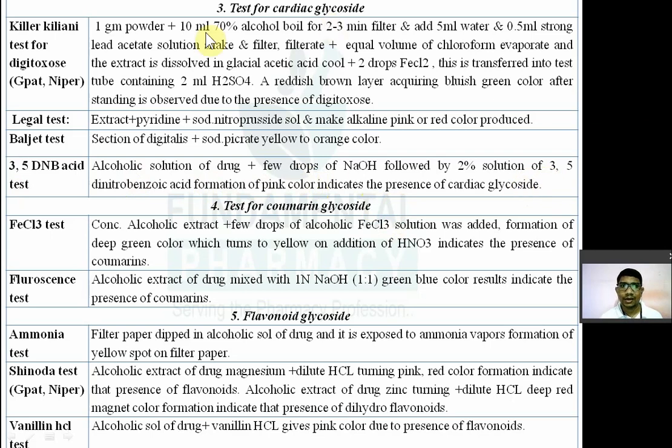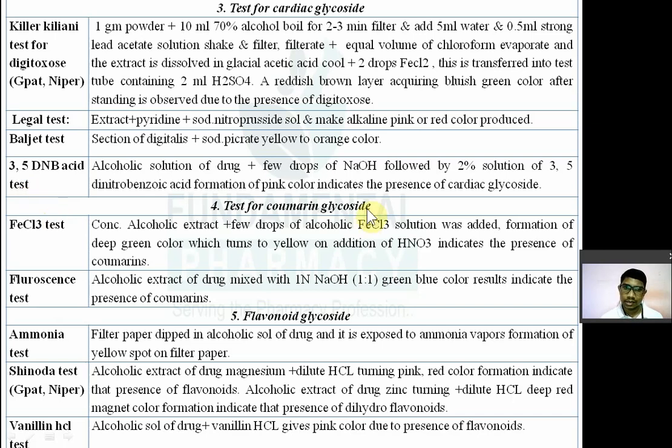So cardiac glycosides are nothing but cardiotonics. They are cardiotonic, digitalis, Thevetia, okay, such kinds of glycosides. So they will give you positive results for these tests: Keller-Kiliani test, specific test for digitoxose, then Legal test, then Baljet test, and dinitrobenzoic acid test.